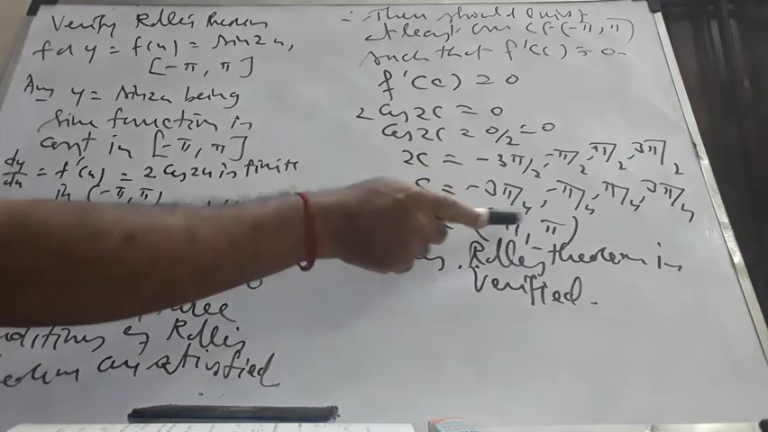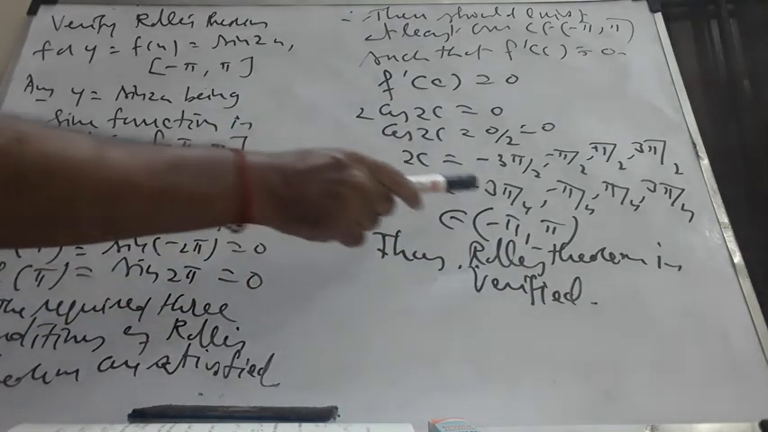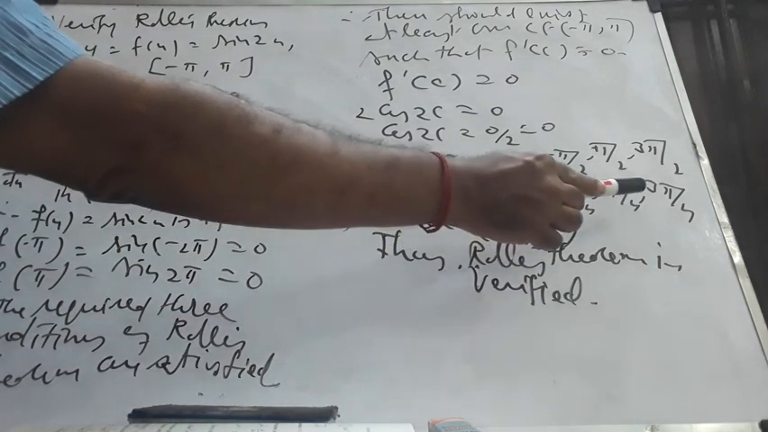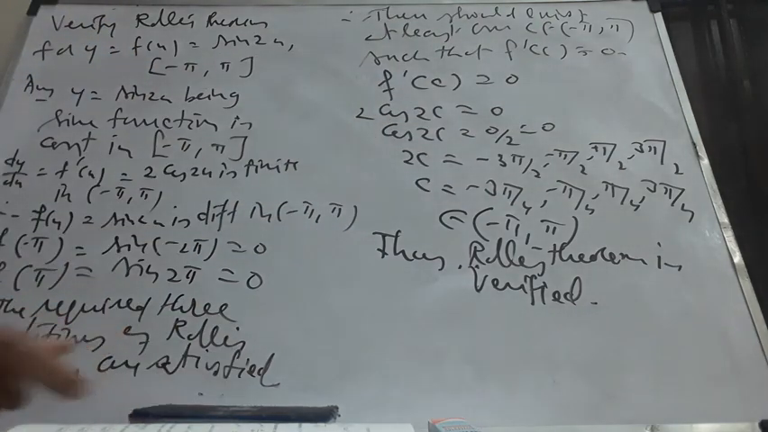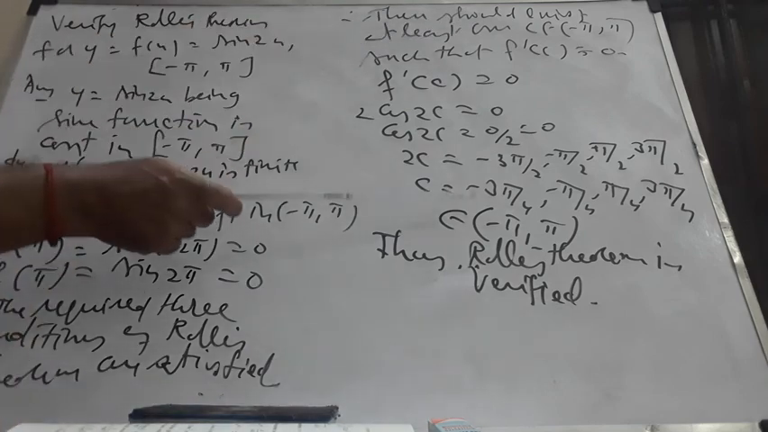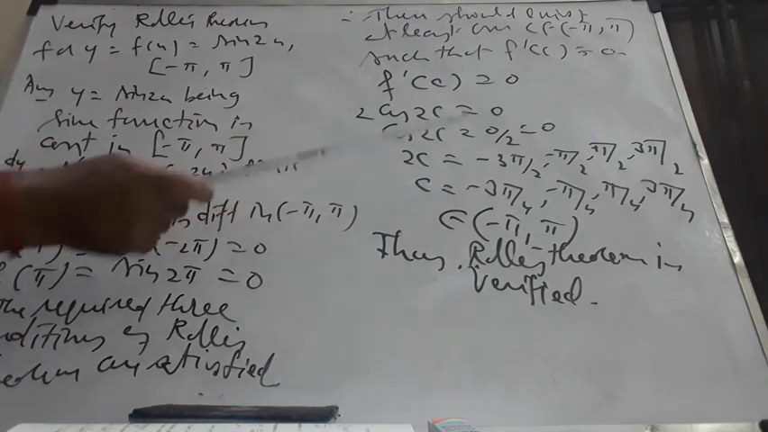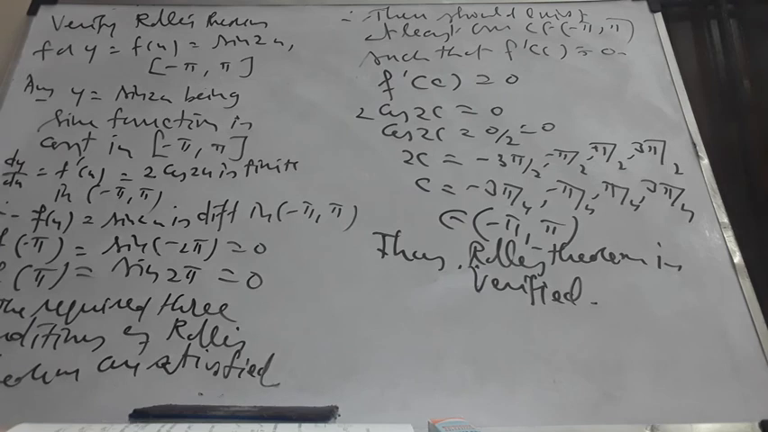These values are in the open interval. This is minus 135 degrees, minus 45 degrees, 45 degrees, then 135 degrees. These are the values in the open interval. Therefore, the condition says at least one c, but there are 4 values I am able to get here. Thus, Rolle's theorem is verified. This is the way the answer is being done.